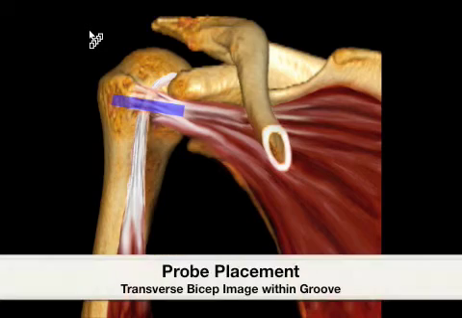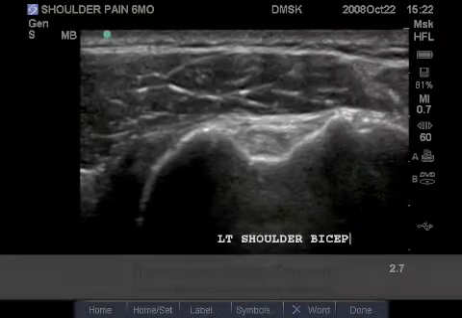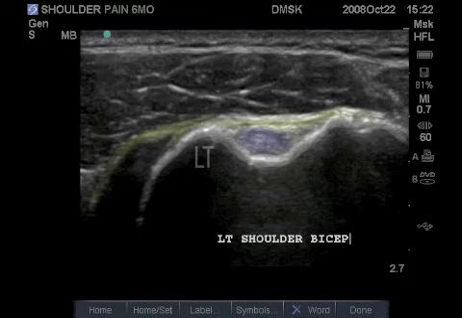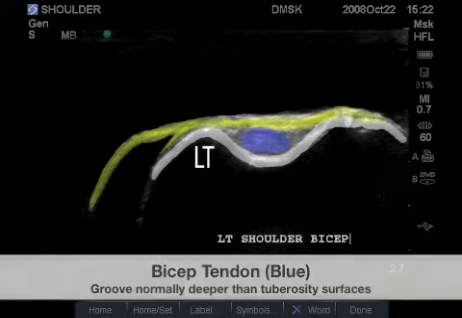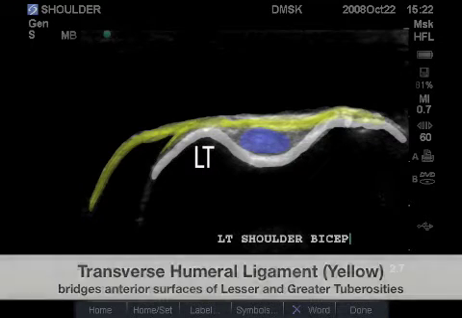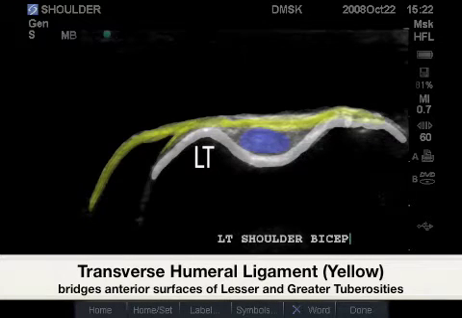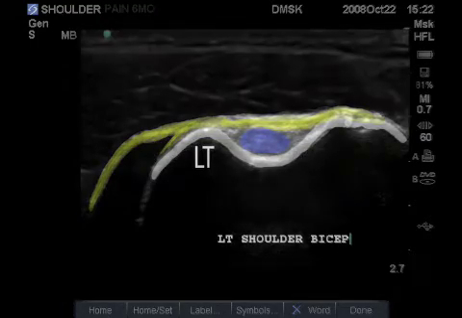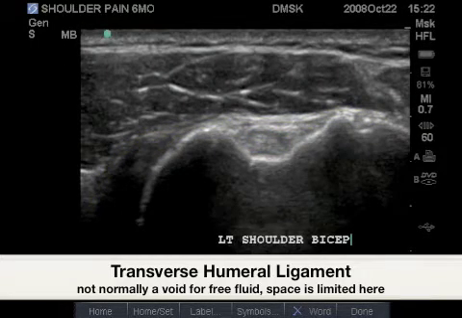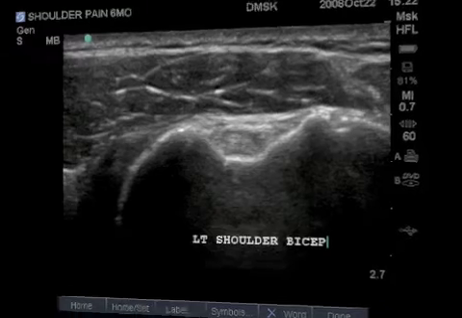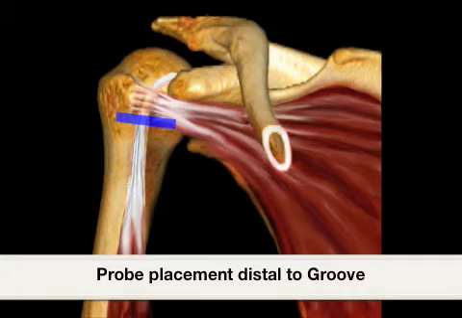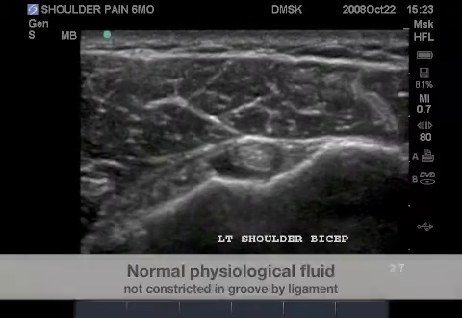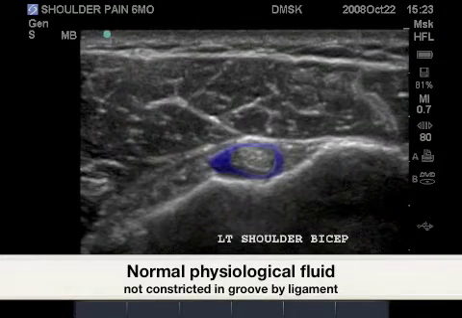Probe placement for the transverse bicep image begins over the bicipital groove between the greater and lesser tuberosities. Here we have the lesser tuberosity labeled as LT. The bicep tendon is colored blue and the transverse humeral ligament is yellow. A stable bicep groove will be lower than the greater and lesser tuberosities. Just distal to the bicep groove, it is not uncommon to see a small amount of normal physiologic fluid accumulating surrounding the bicep tendon.